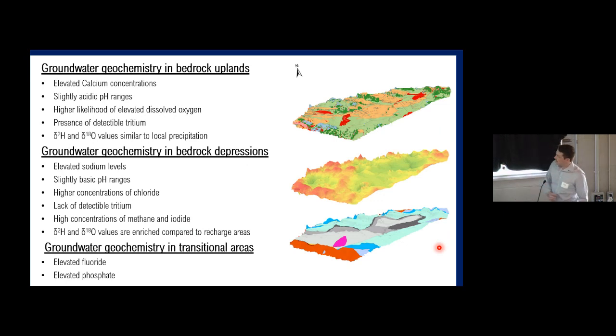So in conclusion, the regional groundwater flow pattern across Eastern Ontario is controlled by bedrock topography and overburden thickness, which in turn affects residence times, which then affects the chemistry of the water, with elevated calcium chloride or calcium bicarbonate waters in those bedrock topographic highs where recharge is taking place. And then as we move down into those bedrock depressions, we move into more reducing waters, elevated dissolved methane, high levels of iodide, and high levels of chloride as well. And in between, we also see some interesting things with respect to fluoride and phosphate.